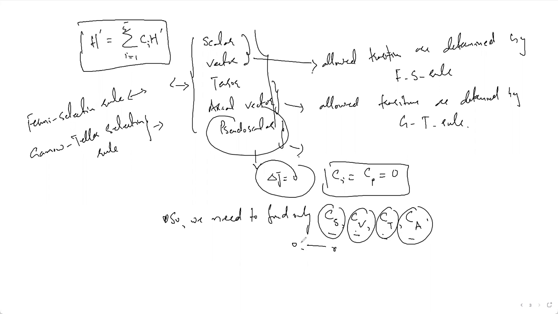So what are the four possible scenarios corresponding to this S, V, T and A? I will just try to go to that particular thing. For example, these interactions are studied by considering the angular correlation between the electron and the recoiling nucleus. For the first case, S for the scalar case, where I said delta J is equal to 0.